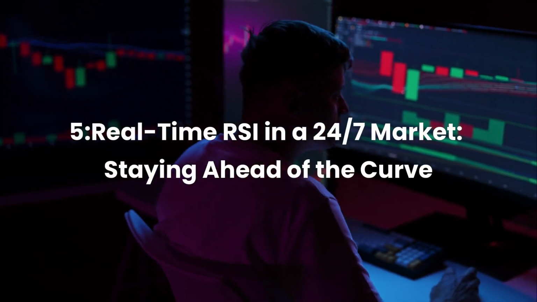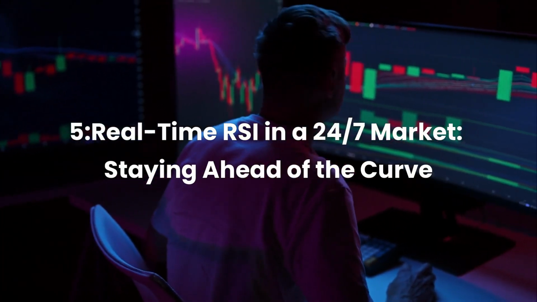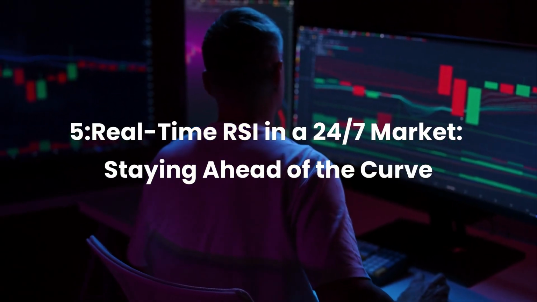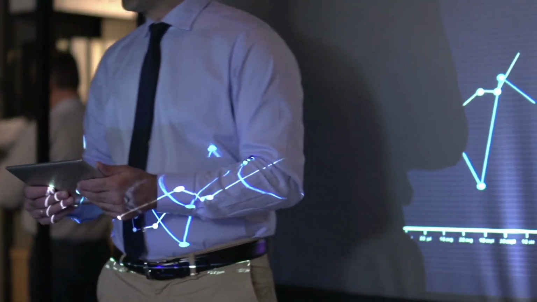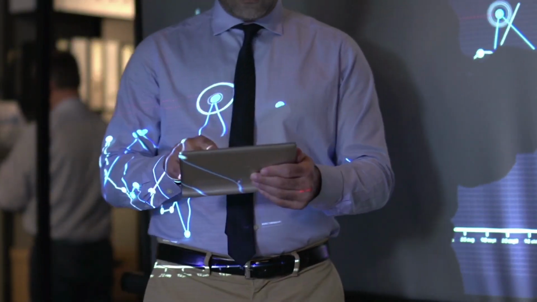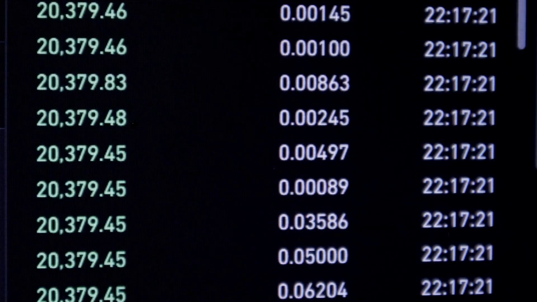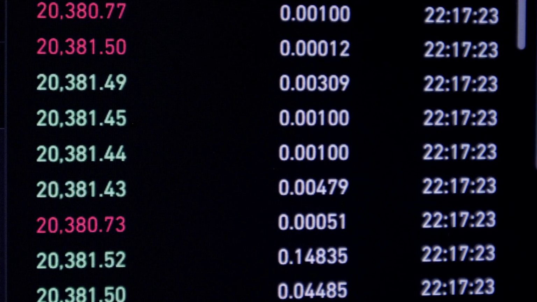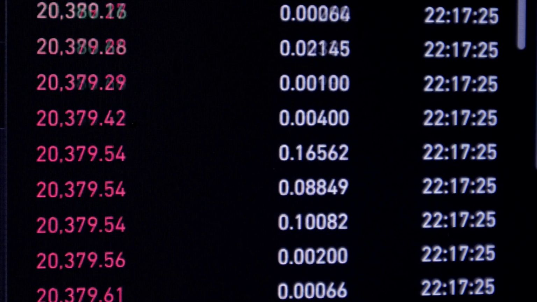5. Real-time RSI in a 24/7 market, staying ahead of the curve. Crypto never sleeps, so your indicators must adapt in real time. RSI resets on each candle, giving constant feedback on market strength. In low liquidity hours, relative strength index helps avoid weak setups with poor follow-through. During news events or sudden pumps, relative strength index gives vital caution signals.